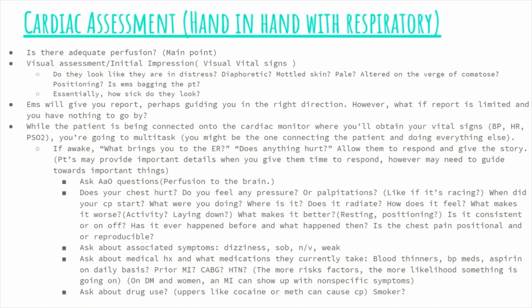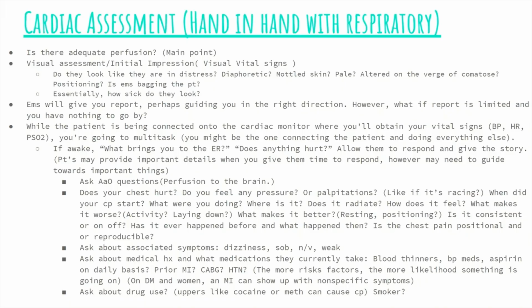So simple. If the patient is awake, it's great, right? We're going to gather our information from them. Sometimes I personally find that just by simply asking the patient, what brings you to the ER today, or how can we help, most patients are going to provide all the information that we need. But there are some times when we may have to guide the patient towards the important things.